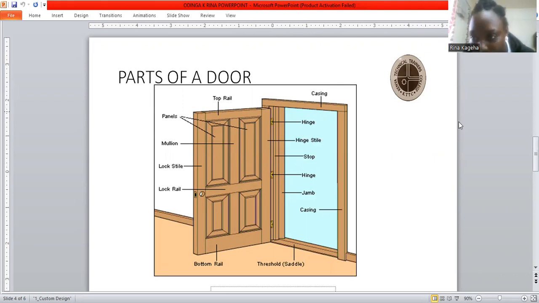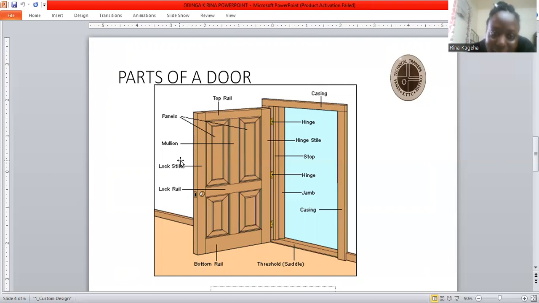I'm seeing casing. Yes, Alfred, you're seeing casing. Another part that you are able to see on the screen. I can see a stop. That's good for us. You can see a stop. Someone else? I can see a top rail. Yes, Ramadan, you can see a top rail.